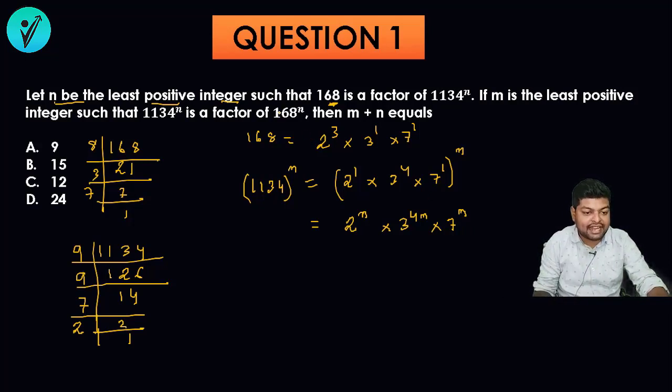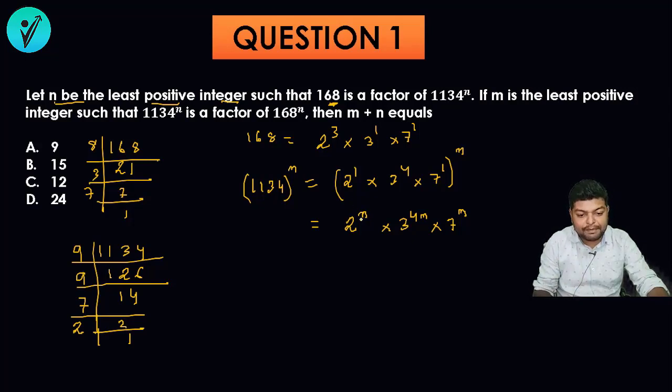The first line has said that 168 is a factor of this number, meaning 168 should completely divide this number. Now let's see each of the terms separately. 7 to the power of 1 will definitely divide this 7 to the power of n. 3 to the power of 1 will definitely divide this 3 to the power of 4n. But if 2 to the power of 3 has to divide this 2 to the power of n, what is the minimum value of n that we need to keep? If we want that this 2 to the power of 3 is completely cancelled by this 2 to the power of n, the minimum value of n that we have to keep is 3. N should be 3.